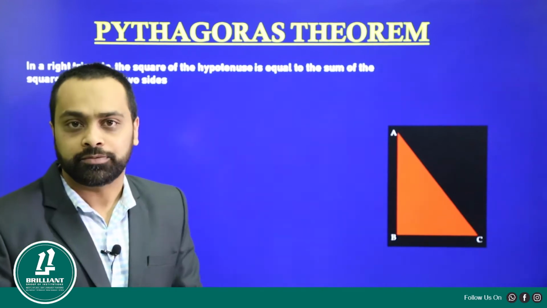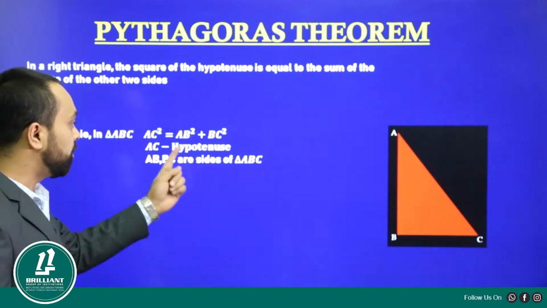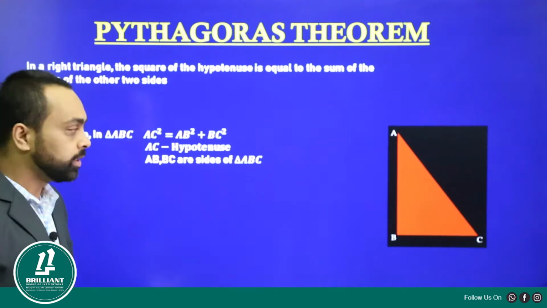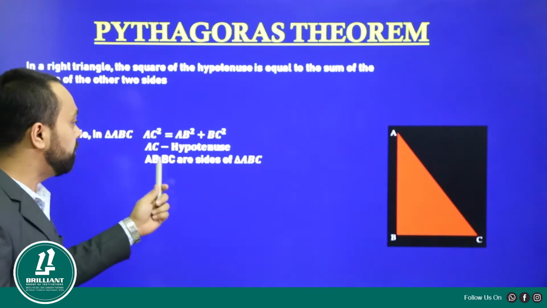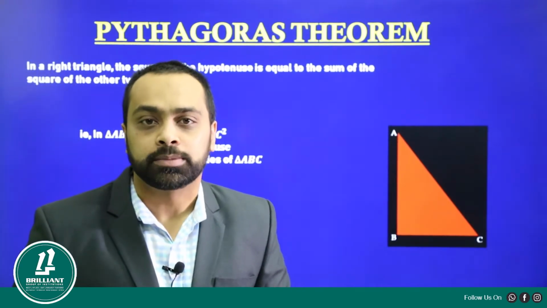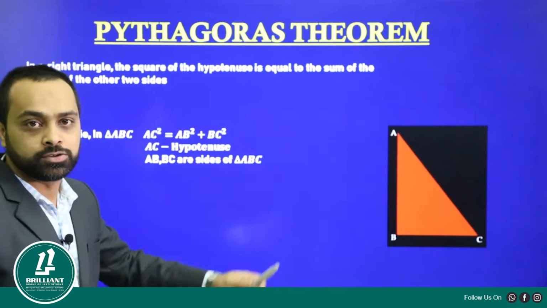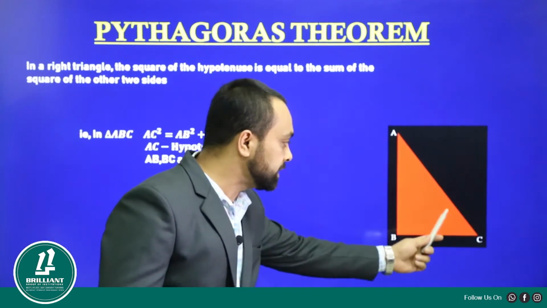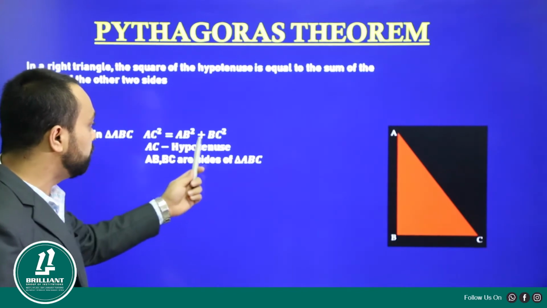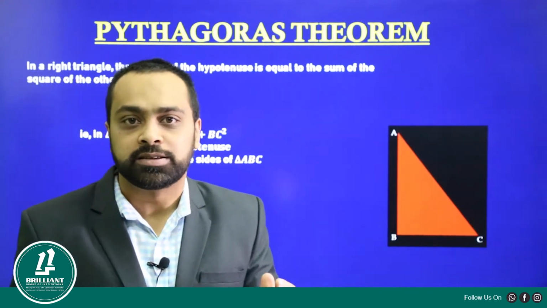So according to the Pythagoras theorem, in triangle ABC we can say that hypotenuse square, that is AC square, will be equal to AB square plus BC square. Here the hypotenuse is AC, and AB and BC are the other two sides of triangle ABC. This is what the Pythagoras theorem states. Once again, in a right triangle, the square of the hypotenuse, AC square, is equal to the sum of the squares of the other two sides, AB square plus BC square. This is a very simple definition.